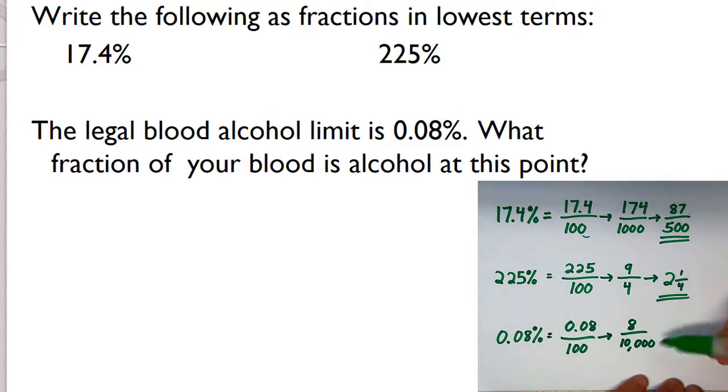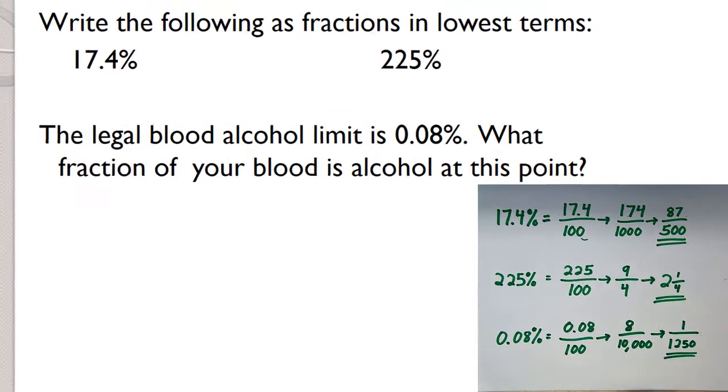Now those both divide by 8 to become reduced. Divide the top by 8 becomes 1. Divide the bottom by 8 becomes 1,250. So that means one drop out of every 1,250 drops of blood in your system is 0.08%, and that would put you at the legal limit.